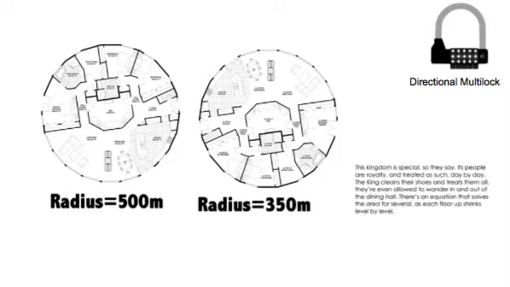So this one has 2 parts to it. You're going to print out and cut out the blueprints of the castle and randomly place them around the room, as well as place the riddle close to one of the blueprints. The riddle is, "This kingdom is special, so they say. Its people are royalty and treated as such day by day. The king cleans their shoes and treats them all. They're even allowed to wander in and out of the dining hall. There is an equation that solves the area for several as each floor up shrinks level by level."